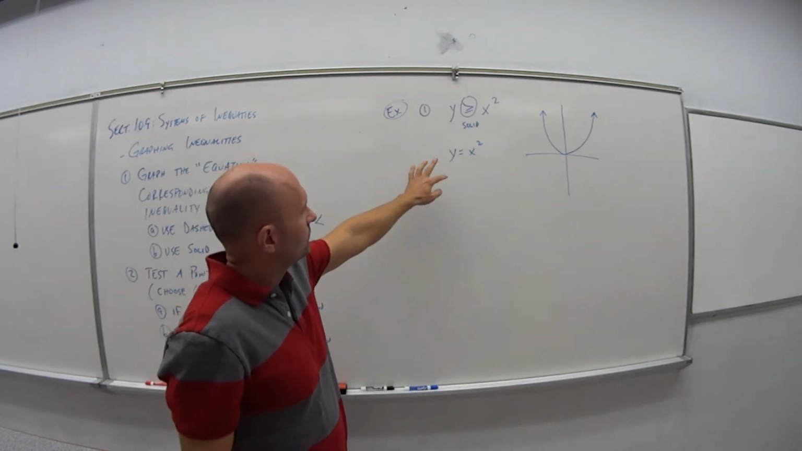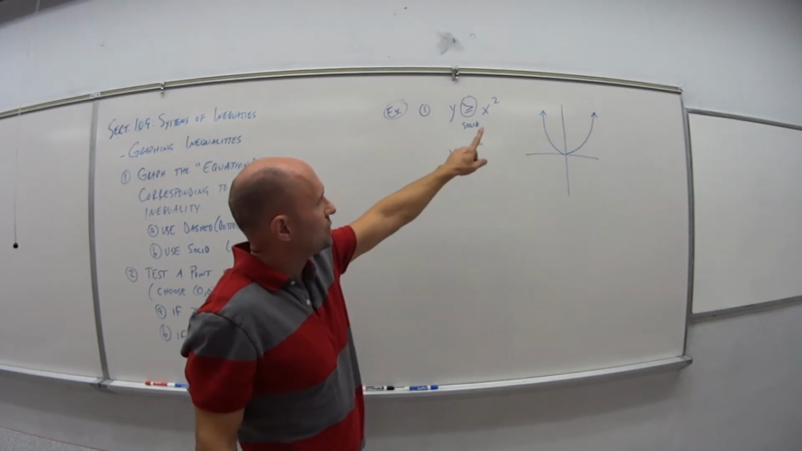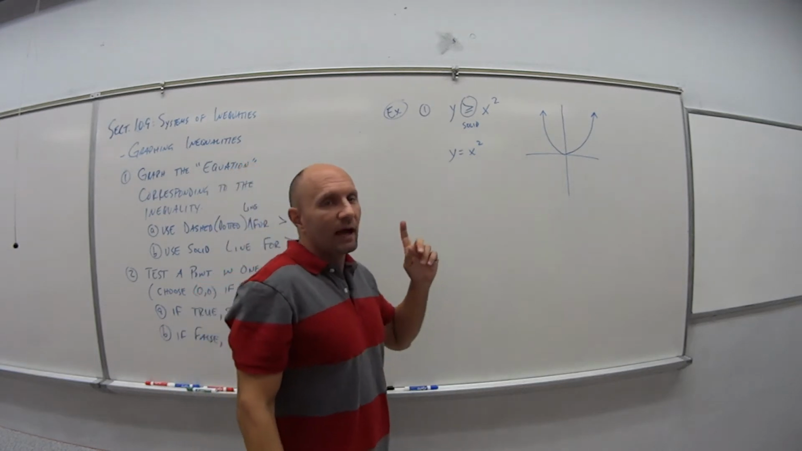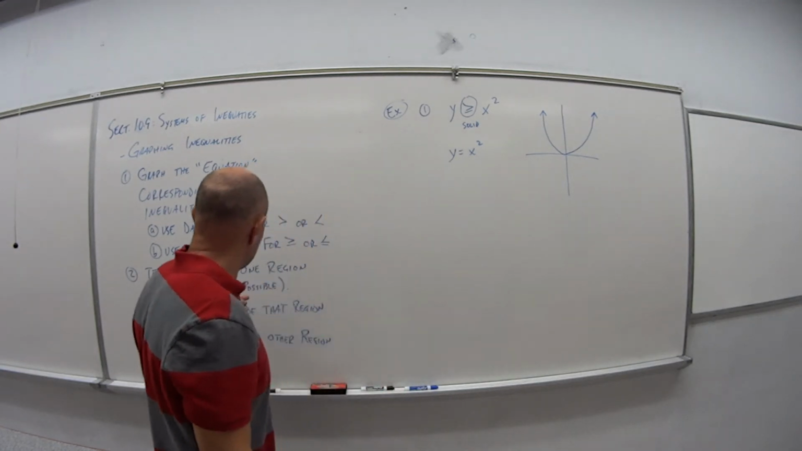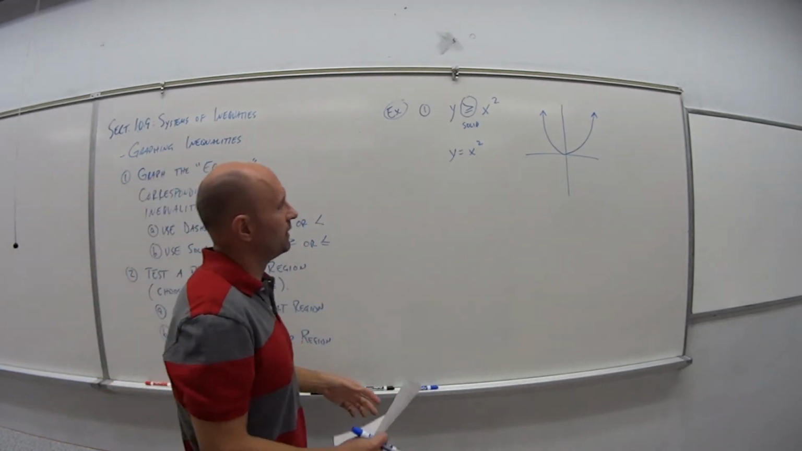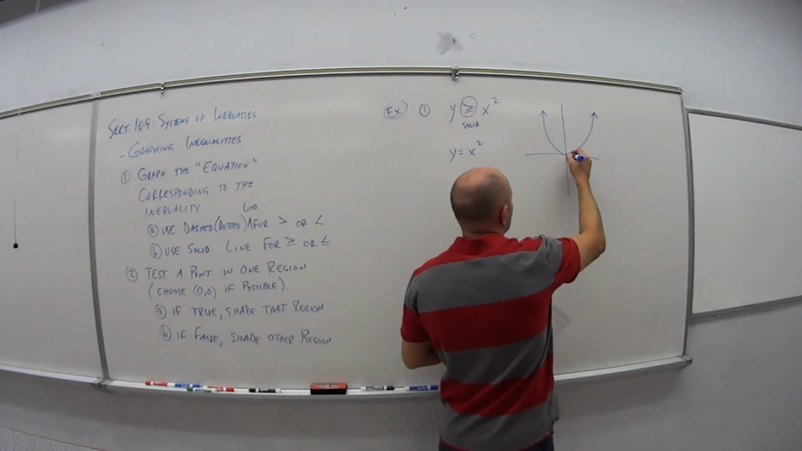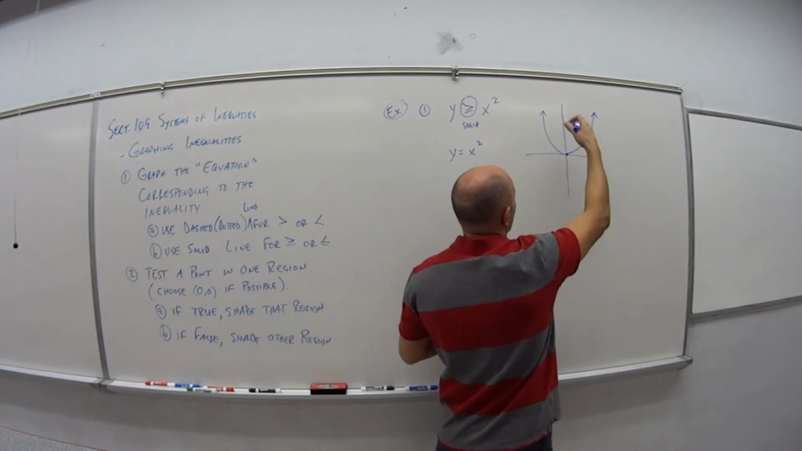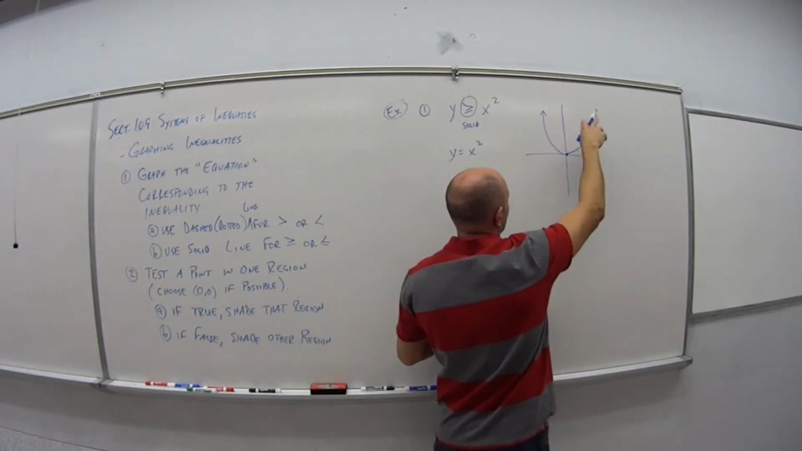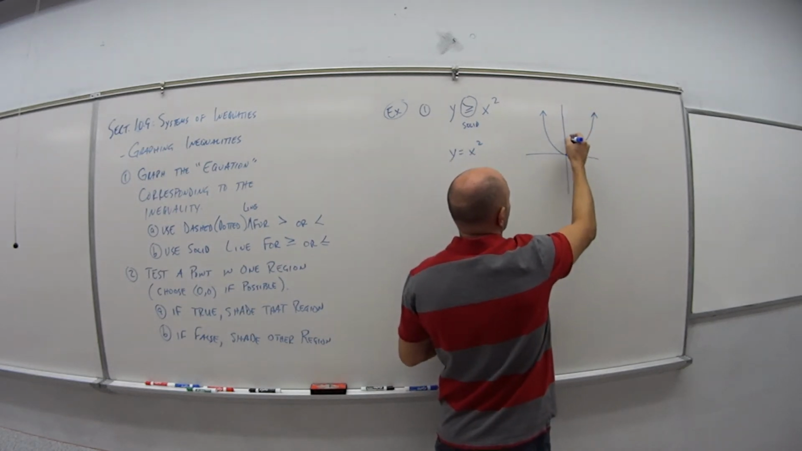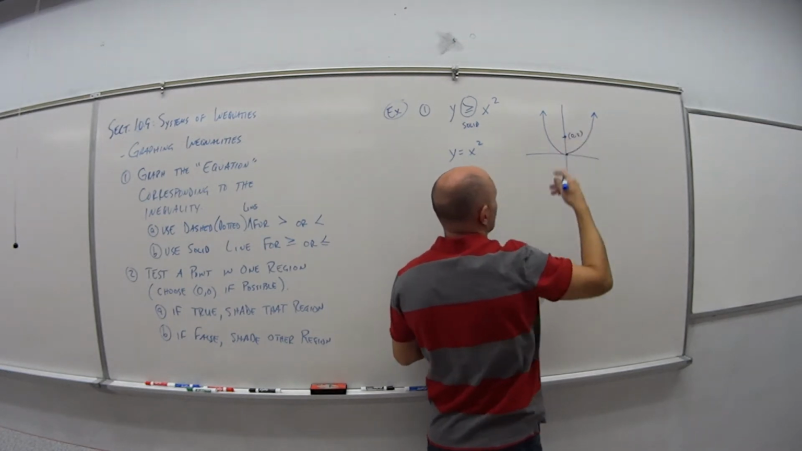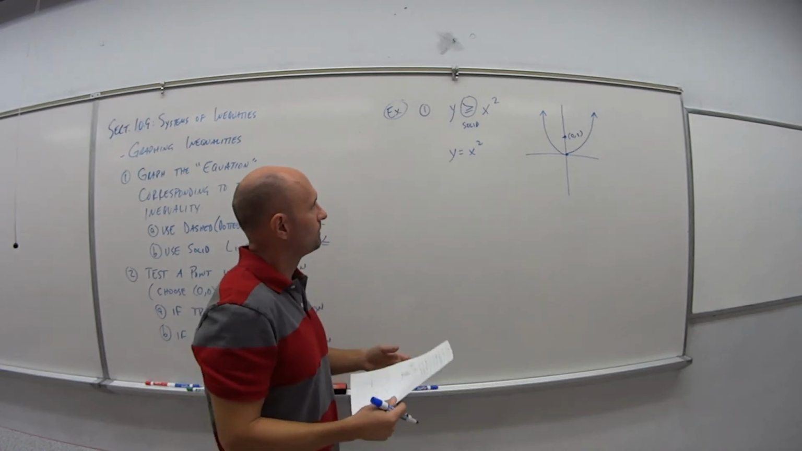So I have what the equation looks like. It's a parabola with the vertex at the origin. I have to pick a test point. Unfortunately, I can't choose 0, 0 here because it's on the parabola. So I have to pick a different one. You can pick anything you want as long as it's not on the parabola. So I'm just going to pick 0, 2. That's this point here, inside of the parabola.